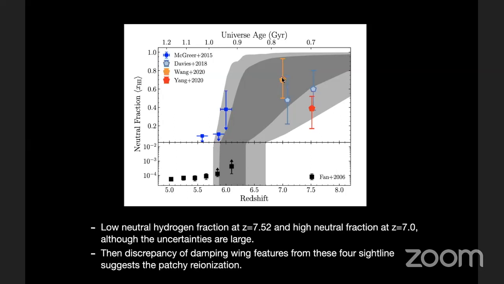We can see our two new sightlines, the orange point and the red point. We get a high neutral fraction at redshift around 7 and a lower neutral fraction at redshift around 7.5. Although they have large uncertainty, we can conclude that the discrepancy of the damping wing absorption features from these four quasar sightlines suggests that the reionization could be patchy.